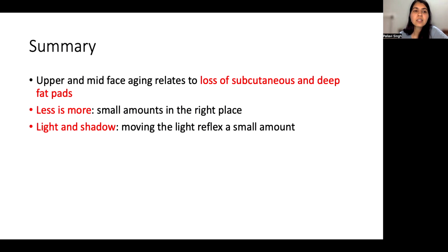So to summarize, I think it's important to understand that a lot of your upper and mid-face aging relates to the loss of volume in the subcutaneous and the deep fat pads. Less is more when it comes to filler, and I cannot stress that enough. Very important to understand how lights and shadows work. It's always helpful to sketch or to just observe photos to see what an ideal face looks like, how the lights and shadows play out, because that can help you in deciding where to inject.